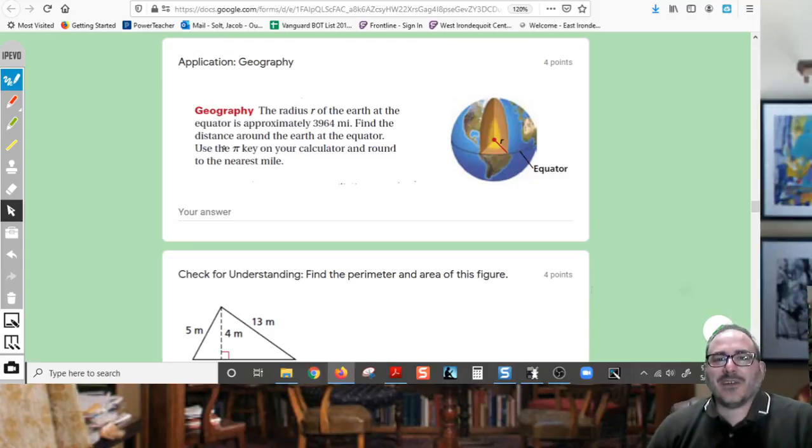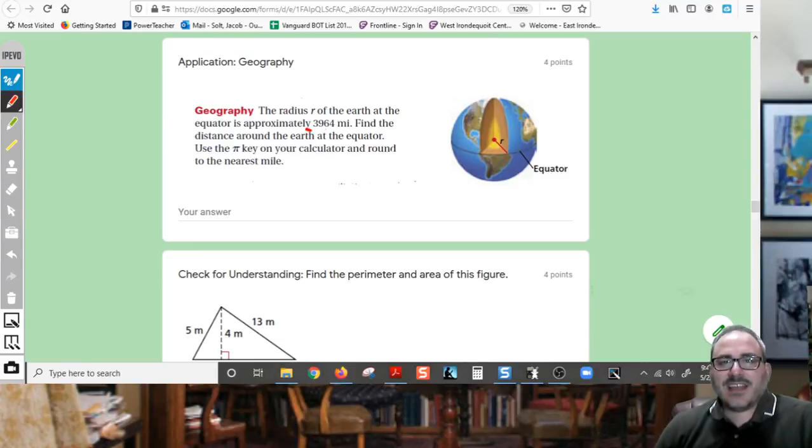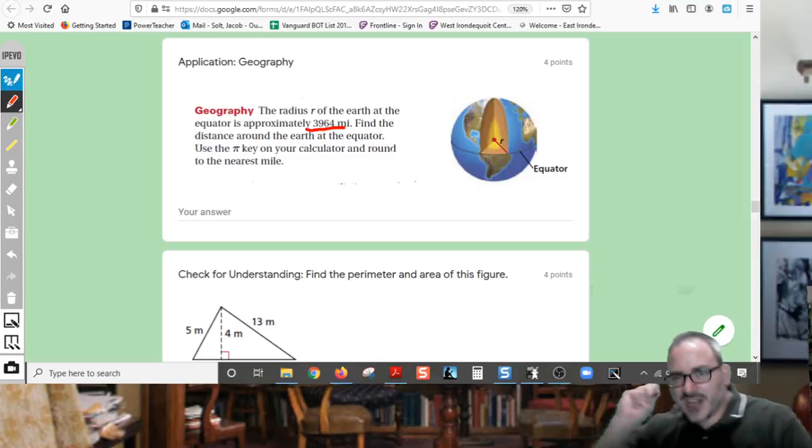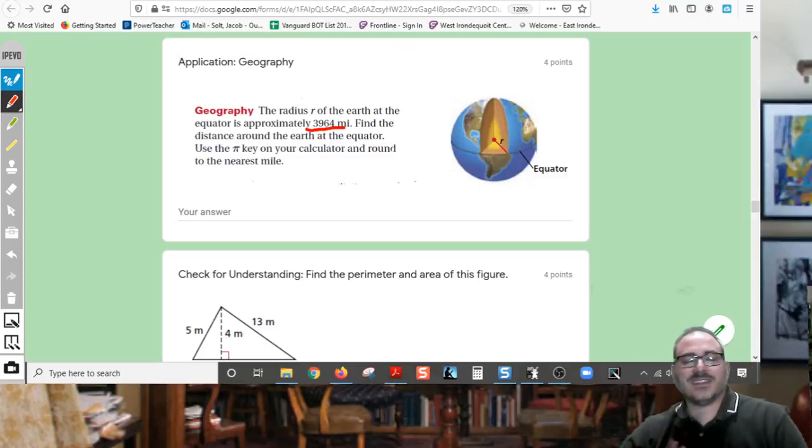The radius of the Earth at the equator is approximately 3,964 miles. So literally, if you found the center of the Earth and you went from the center all the way to the surface, you would find that the radius would be approximately 3,964 miles. You just learned something today. You had no idea how deep it was to the center of the Earth.